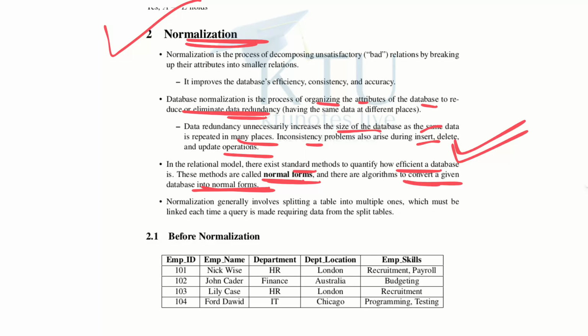So there are some methods that are known as normal forms, and there are different algorithms to convert a given database into these different normal forms. We have to learn these algorithms and these different types of normal forms also. But before that, we have to understand why we need normalization and what normalization is, in the correct meaning of normalization, right?